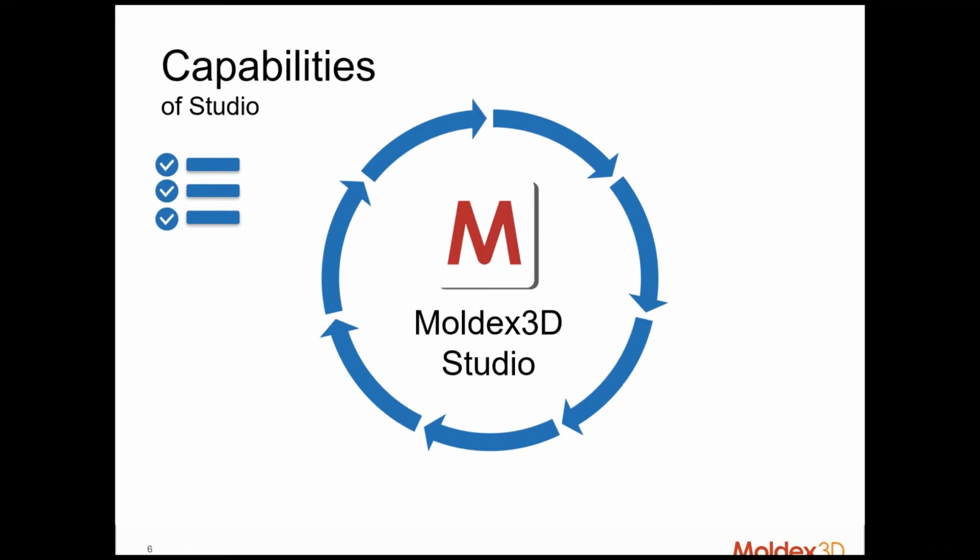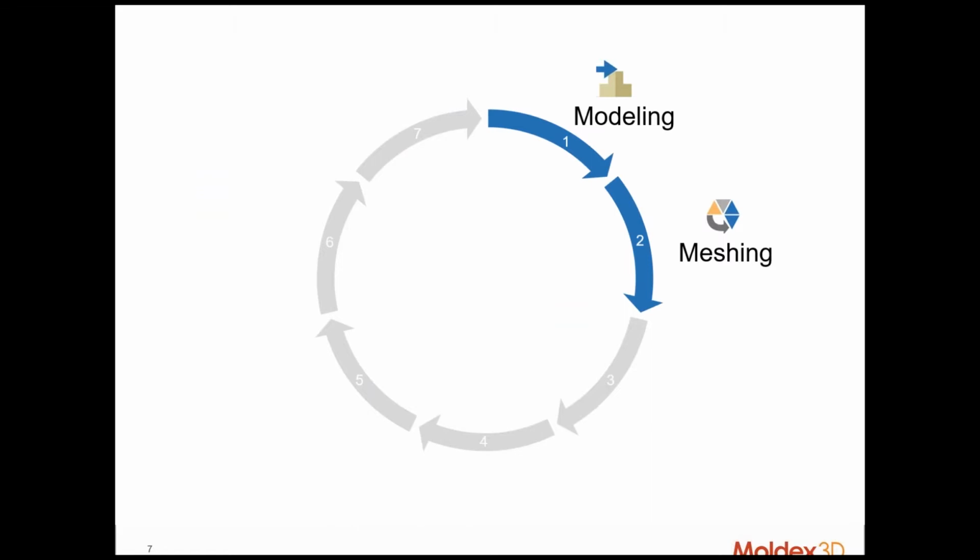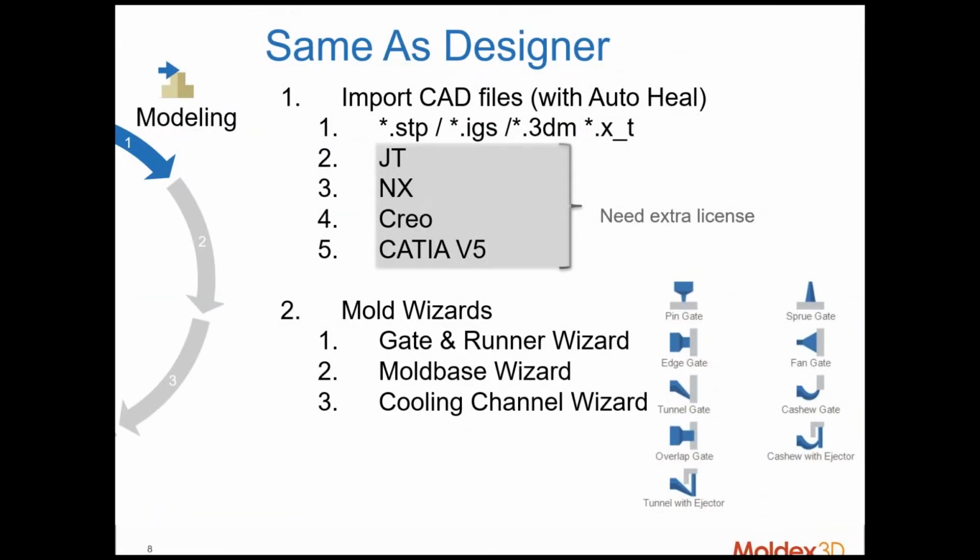So taking a look at some of the capabilities of Studio, we'll break this down. We'll look at some of the pre-processing activities that start with the modeling and the meshing. For those users that are currently using Designer for this pre-processing, it's very similar. The workflow is basically the same, with very similar screens on some of these. You're going to be importing a CAD file, preferably a STEP file. It seems to come in the cleanest into Moldex3D, but we do have the options to bring in some other files.